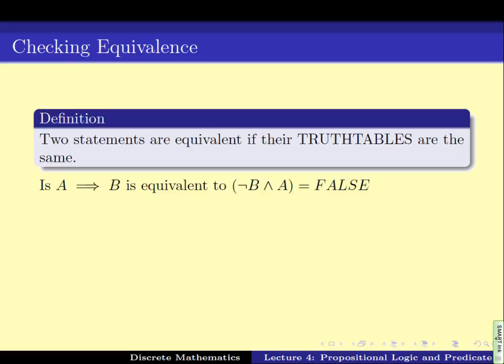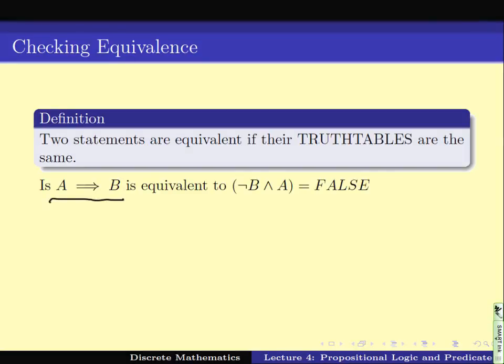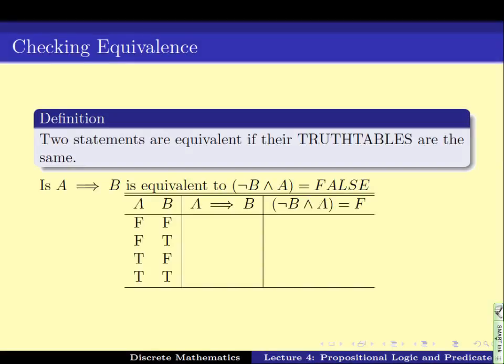For example, consider this statement: A implies B. I claim that this statement, A implies B, is the same as saying not B and A is false. So how do we check them? Of course, the way of checking them is via their truth table. So for example, here I have written the truth table.